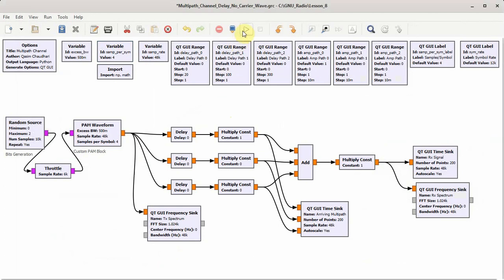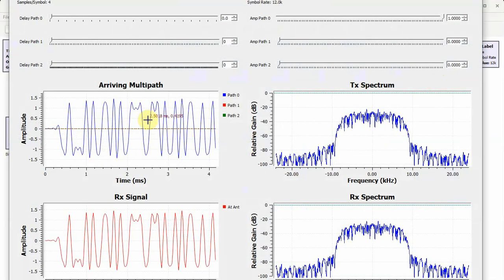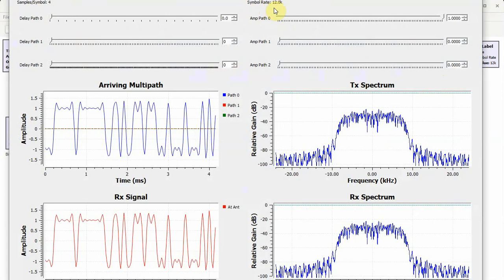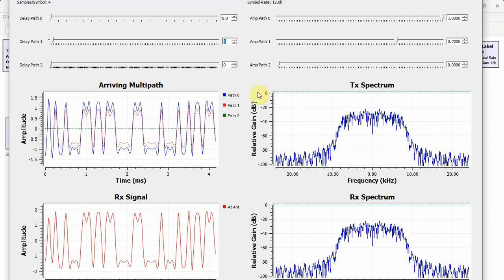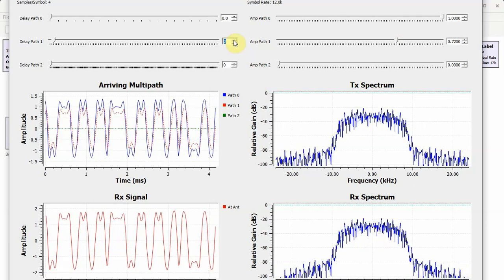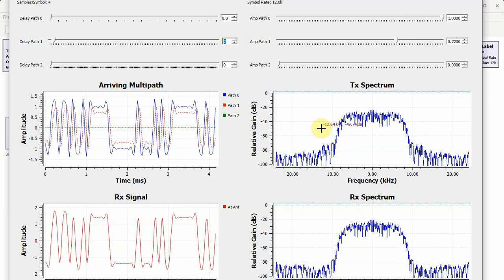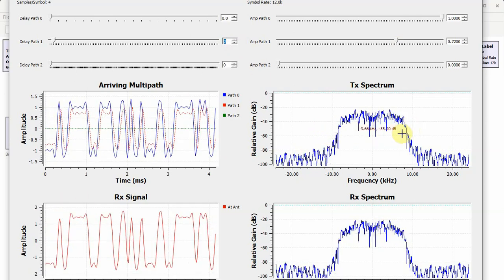4 and run the flow graph again. In this case, we are talking about a high data rate waveform, 4 samples per symbol, and the symbol rate has gone from 1.5K to 12K. Let us assign some amplitude, and here a clear PAM waveform is visible. With the first multipath arriving, it's not much different. And also you can see a high rate signal requires more bandwidth as compared to the previous stage.